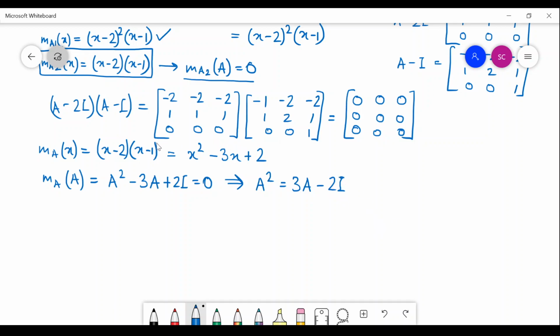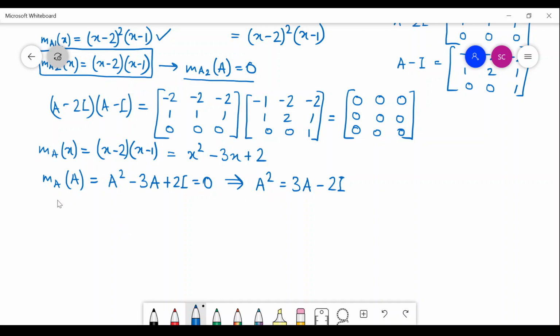So if you have the knowledge of the minimal polynomial, then you can have a relationship between higher orders of A and lower orders of A, like this. This can be very useful. A very practical use you can see: if your A was a very complicated matrix, then to get A square you can simply do 3A minus 2I and you would have found A square. You don't actually have to compute A square by multiplying A with A.